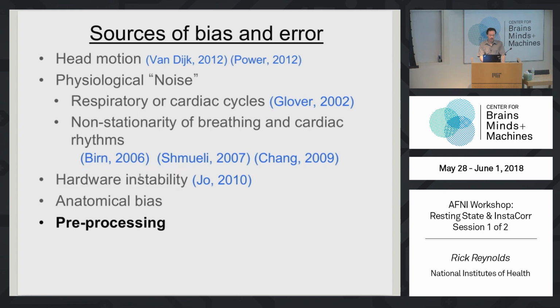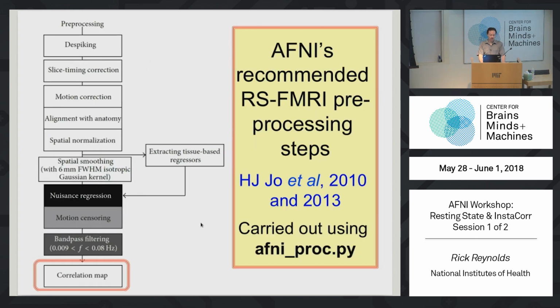Hardware instability, that's where Hang Joon Jo and the anaticor preprocessing method came from. Anatomical bias. Preprocessing is mentioned in here mostly because back then, and probably still, but particularly back then, people made a lot of mistakes in the preprocessing. And those mistakes really had a much bigger effect on resting state analysis than they might on task. So I think that's why it's included in this slide. So here's an example of how you might preprocess.